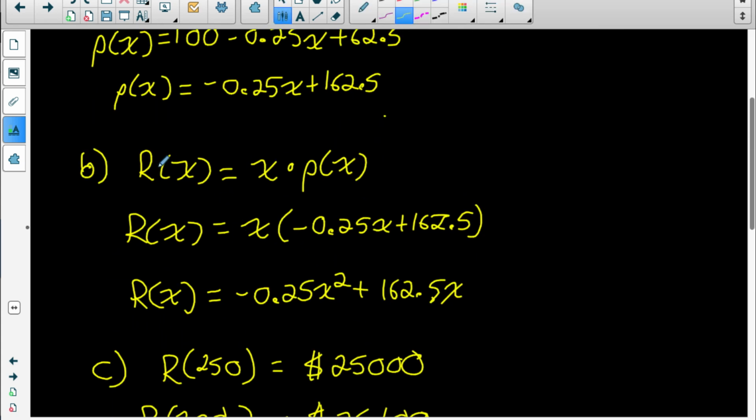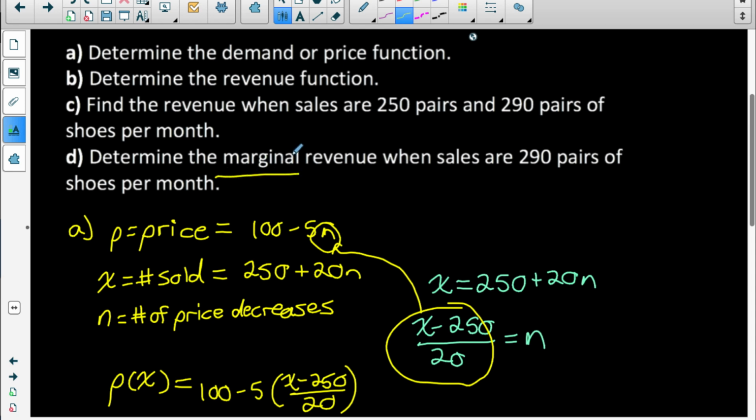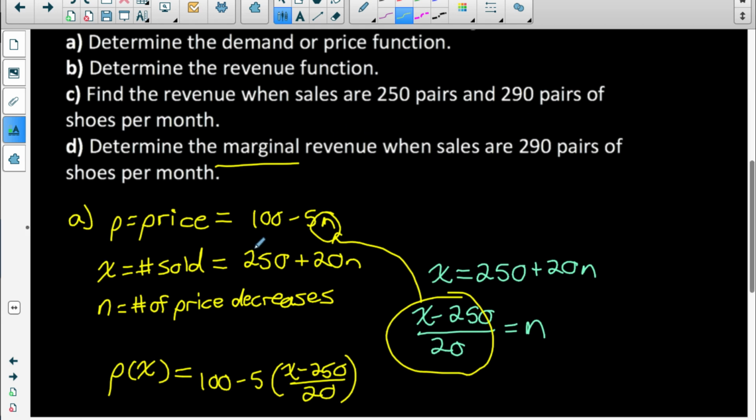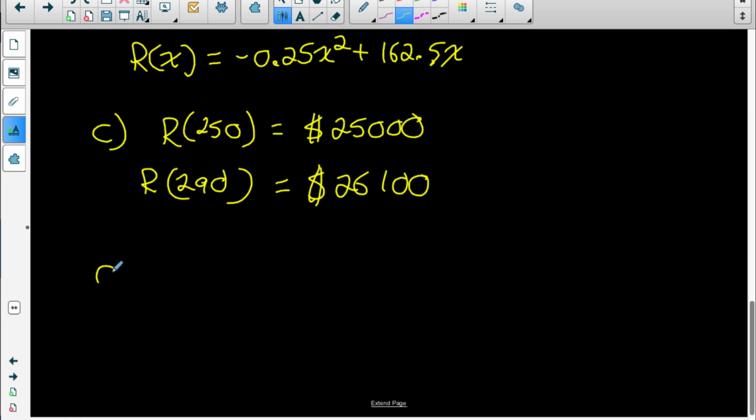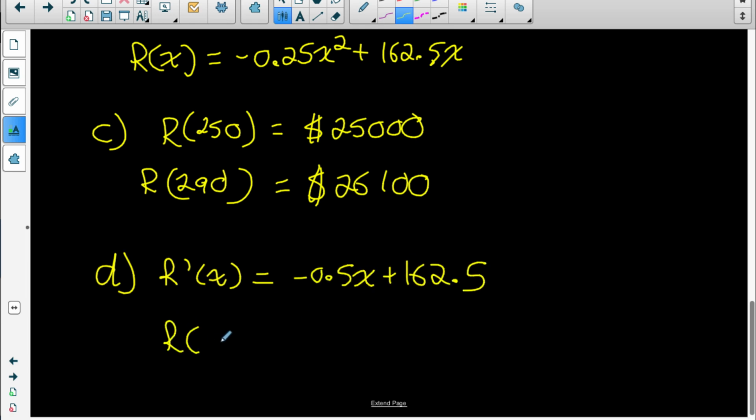Part D asks me to calculate marginal revenue. When you see the word marginal, make sure you understand that means the rate of change of the revenue, which we can use the derivative for. So to determine the marginal revenue at 290, I need to find the value of the derivative at 290. So I need to first figure out what's r prime of x, and I'll find the derivative of the revenue function here, so it'll be negative 0.5x plus 162.5, and I want r prime at 290.